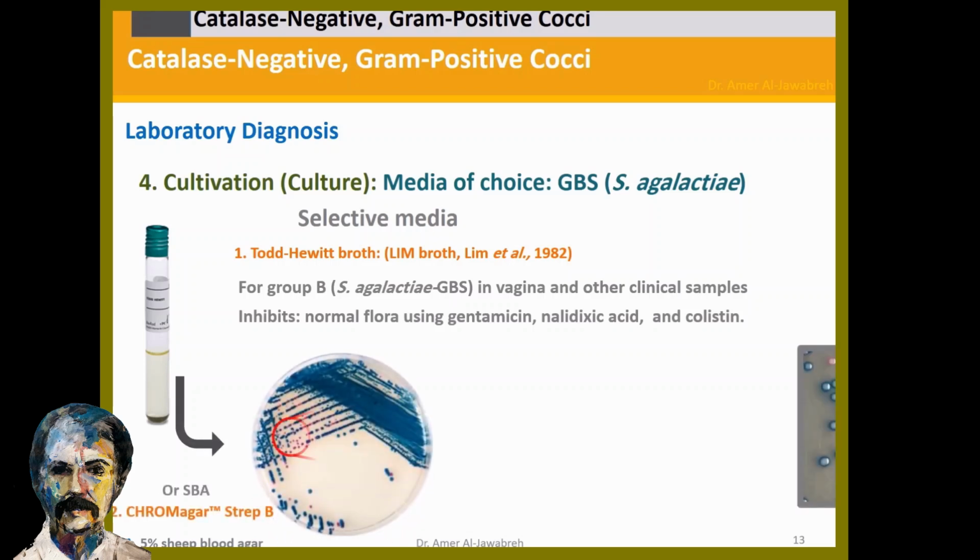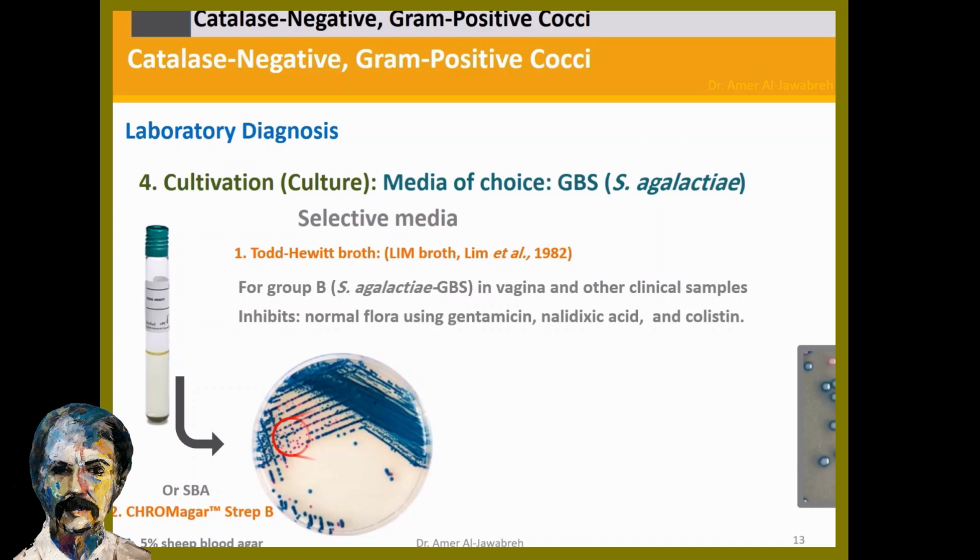Or some people will say, look, nowadays we have chrome agar, and this chrome agar, specifically for strep, can give you color. If there is strep, let's say strep B, then it will give you mauve color. Colors other than mauve, like blue here, then this is not strep B. So chrome agar, you can find it from commercial companies nowadays for almost all bacteria, including group B. Either you use Todd Hewitt broth or you can use chrome agar.